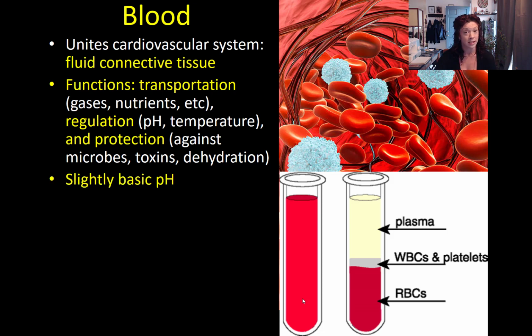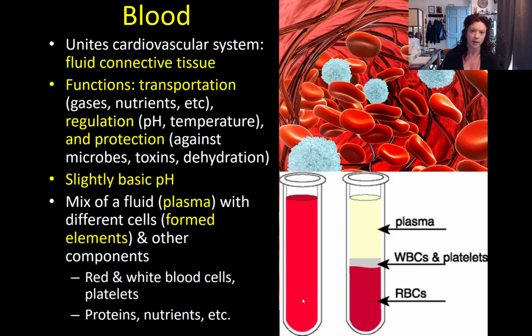Blood overall has a slightly basic pH. That's just a characteristic you need to know. It's a mix of a fluid called plasma, which you see here. It's this pale, semi-translucent material. And floating in that plasma are a mix of different cells, which we call formed elements, and also other components like blood proteins. We're going to talk through all of these different substances, the formed elements, which are red and white blood cells, as well as these things called platelets, and also proteins, nutrients, dissolved gases, basically everything else that can be transported by blood.